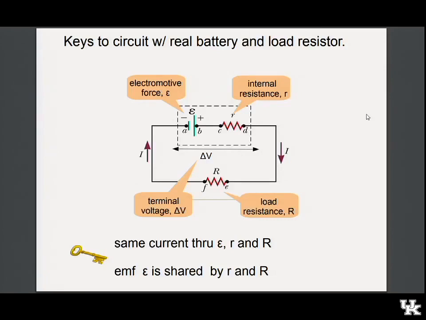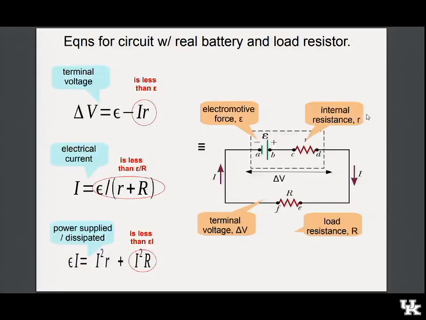And they share it in a way that's determined by the electrical current that's flowing in the circuit. So these are three equations, I've listed them here, that describe this circuit in which a real battery is powering a load resistor like a washing machine or like your dryer. So let's just walk through these equations.